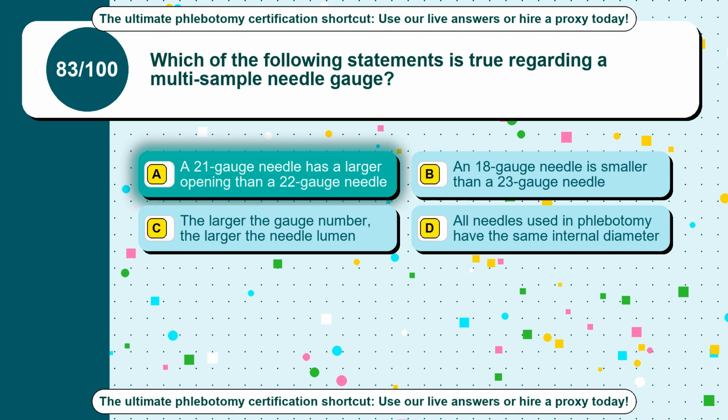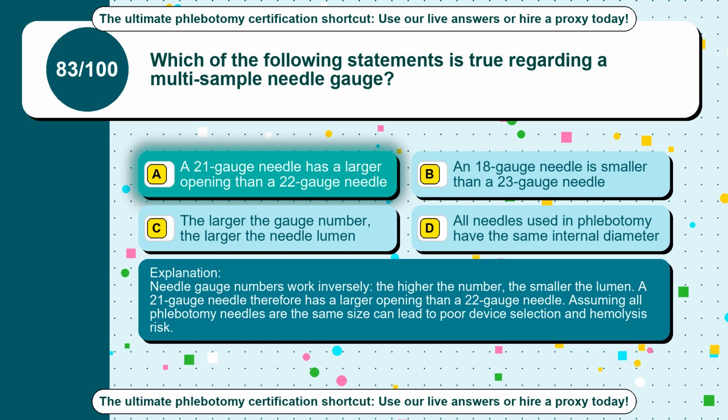A 21-gauge needle has a larger opening than a 22-gauge needle. Needle gauge numbers work inversely: the higher the number, the smaller the lumen. A 21-gauge needle therefore has a larger opening than a 22-gauge needle. Assuming all phlebotomy needles are the same size can lead to poor device selection and hemolysis risk.